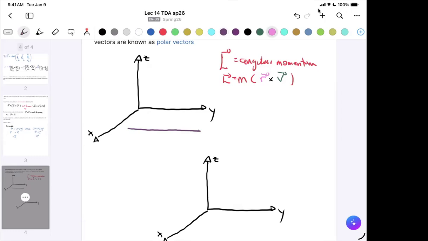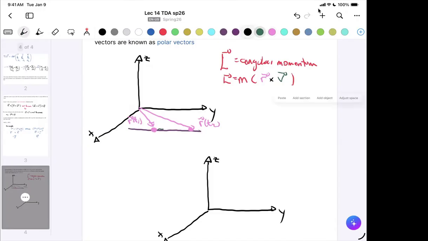So again, if this is the particle at some time, and then this is the particle at a later time, and this is a velocity vector.